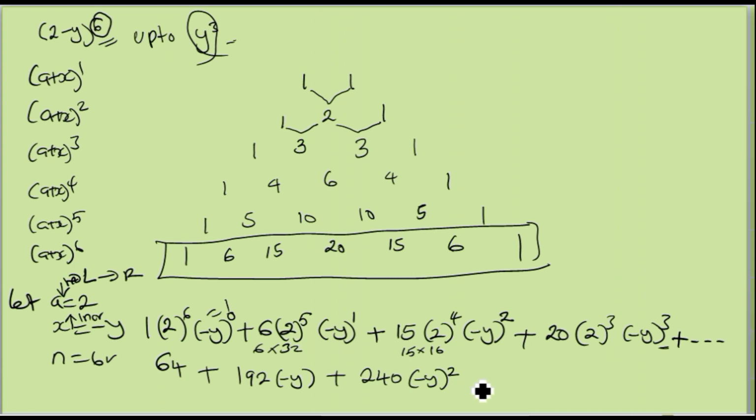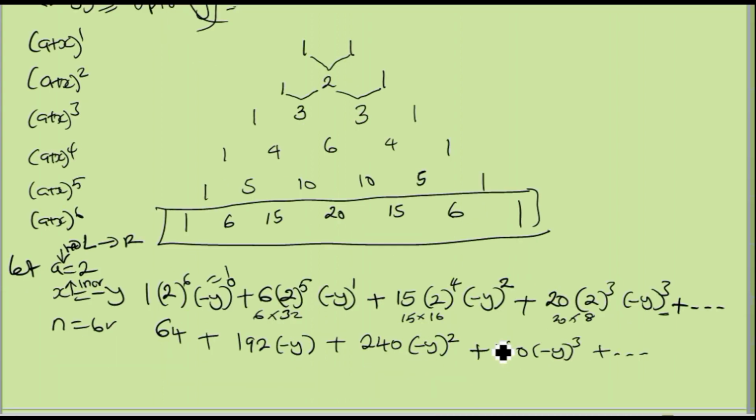Then y is raised to power 2. This one you add further to 2 raised to power 3, which is 8, times 20 gives you 160. Then negative y is raised to power 3. Simplify that further, you get 64, and subtract, because we have negative y times 192, so that is minus 192y. Add that to 240y squared, add that to negative y times 160, which gives you negative 160y power 3, and so on.